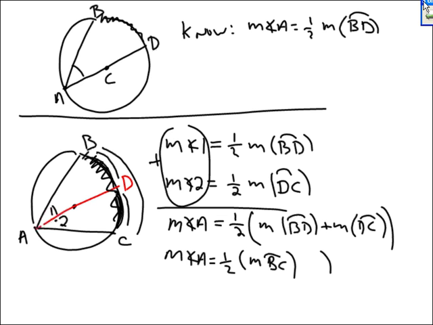BC is the intercepted arc of A. This is angle A. Here's angle A. This is the intercepted arc. And I just showed that the measure of angle A is half the measure of the intercepted arc. Okay. This was a case where the center lies in between that inscribed angle. What if the center is outside the angle? Why do I picture a subtraction coming up?